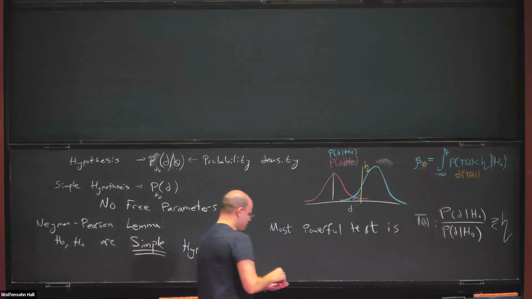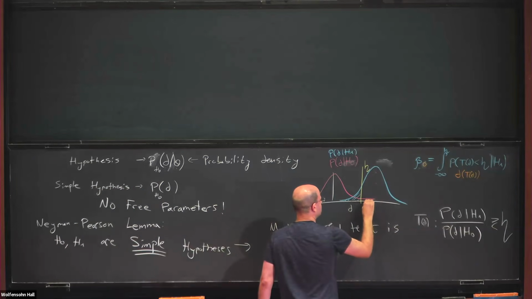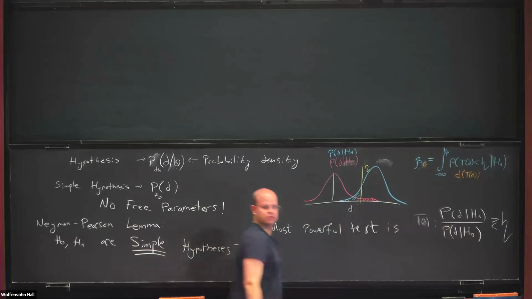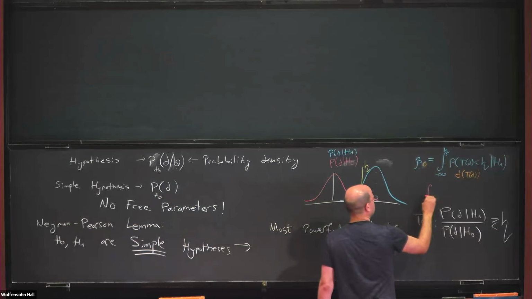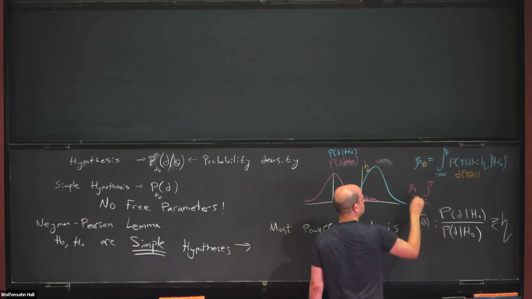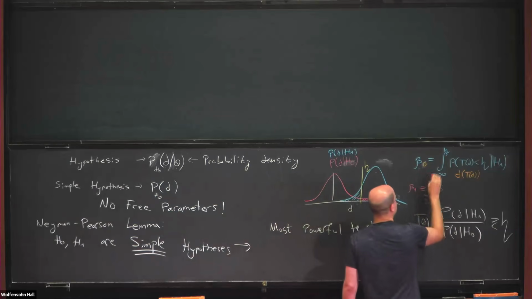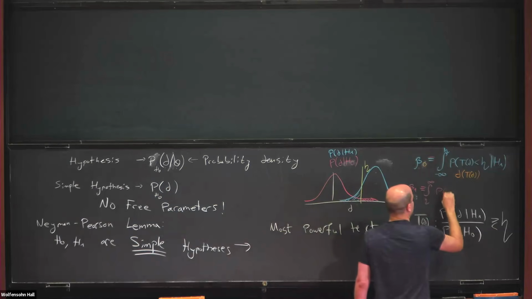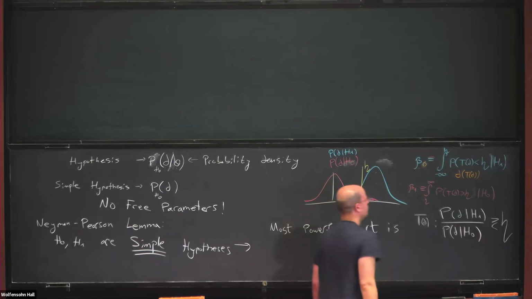There's an equivalent error term, which is beta 1, and that's this area. So that's the integral from eta to infinity of the probability of T of D larger than eta, given H0.